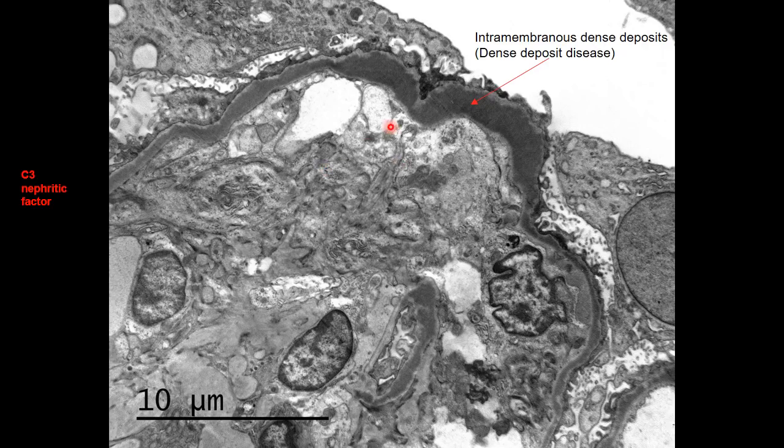This picture is that of dense deposit disease. Now look at how dense this dark ribbon strip is. And this is also intramembranous. Both sides there is a membrane. The podocytes are standing happily over the epithelial side, but this is the endothelial side that you're looking at where this deposit is. So it's right in the middle of the membrane.